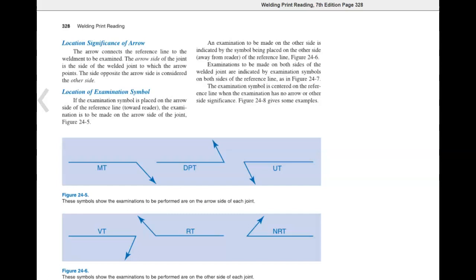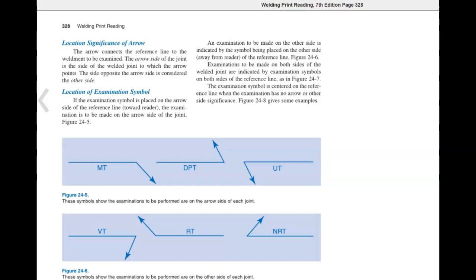Significance of arrow. The arrow connects the reference line to the weld meant to be examined. The arrow side of the joint is the side of the welded joint to which the arrow points. The side opposite of the arrow side is considered the other side. Location of the examination symbol.